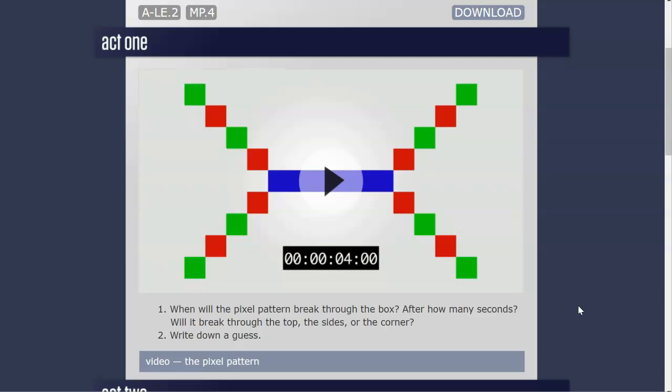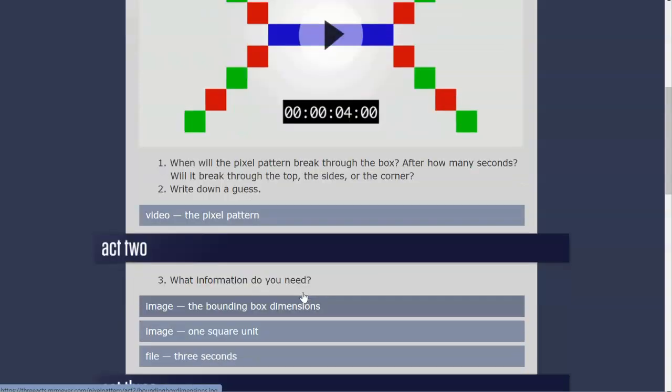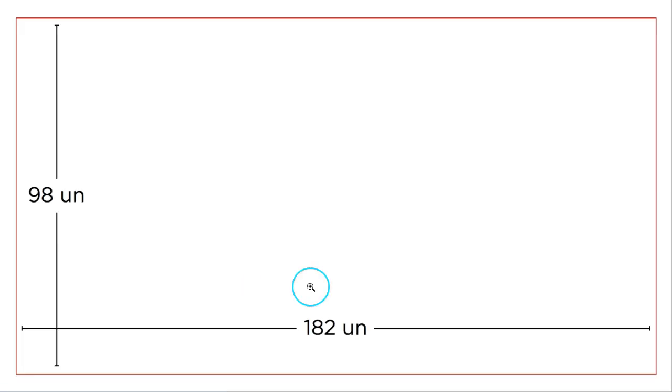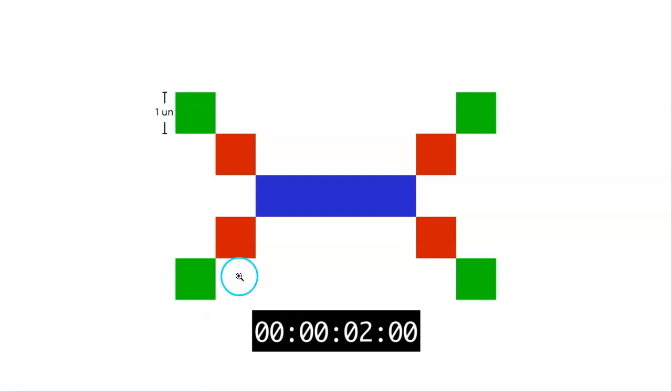When will your pattern break the box, and after how many seconds? Write down a guess. Let me show you some information that you will want to provide for your kids, and this will be in Act 2. So this is your Act 2. You're given the dimensions of the box that's in play here. And then you're given the dimensions of each little piece, and you're given the time stamp here.